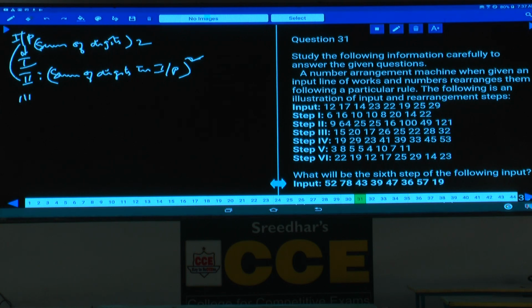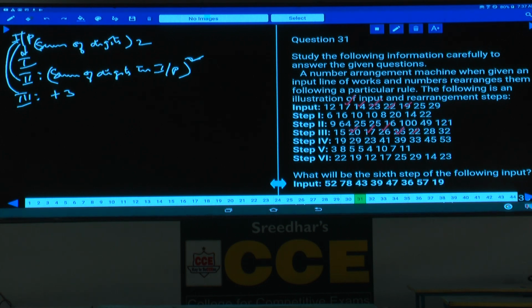Then coming to step 3, tell me what is the answer here, step 3. Now the relation between 15, 20 and 17. Now from input to step 3, if you compare here, what is the first number? 12. Then how do you get 15 with the help of 12? 12 plus 3. Input plus 3 will be the numbers in step 3. And again 17 is the number, 17 plus 3 is 20, and 14 plus 3 is 17, 23 plus 3 is 26, 22 plus 3 is 25, 19 plus 3 is 22 and so on. Isn't it? To each number in the input, 3 is added to get the numbers in step 3.